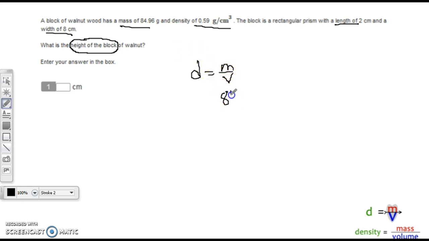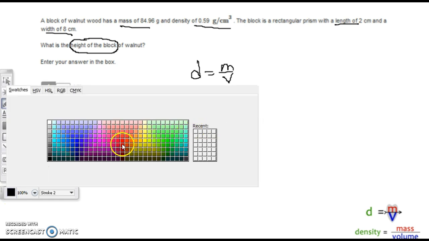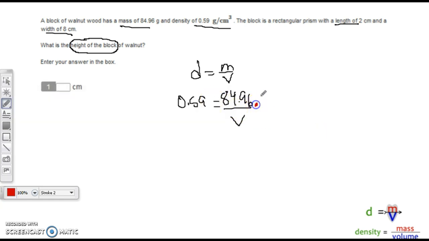And I'm going to plug in what I know. I know the mass is 84.96. I know the density is 0.59. What I don't know this time is the volume. So I'm going to leave that as the letter V. And I'm going to try to isolate or get volume by itself. Right now, volume is stuck in the bottom of the fraction though, and I don't want it there. So I'm going to multiply by the volume on each side. That's going to cancel it out on this side, but then it's going to bring it to the top over here, which is really kind of what I wanted. So I have the volume times 0.59 equals 84.96.